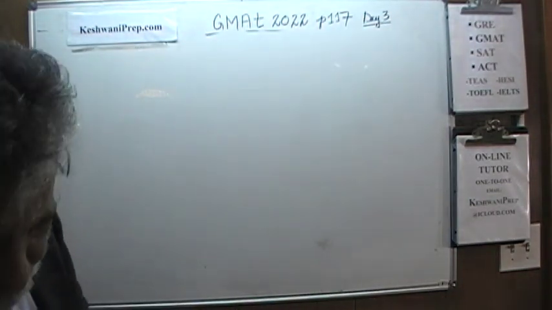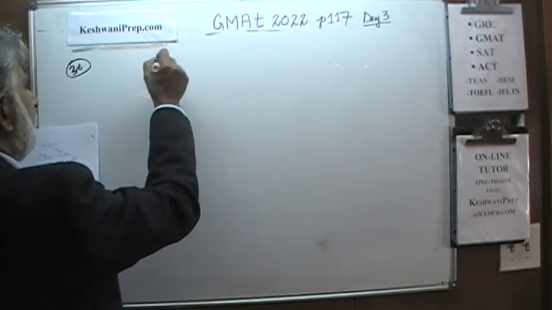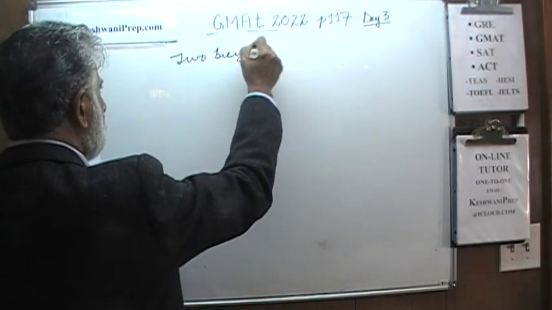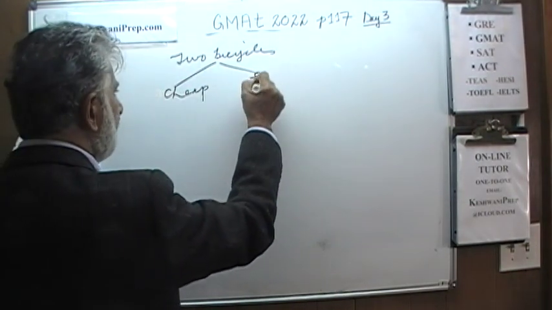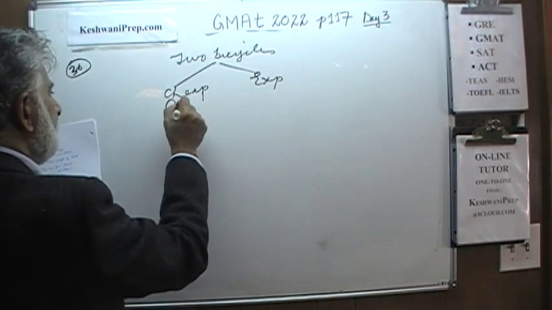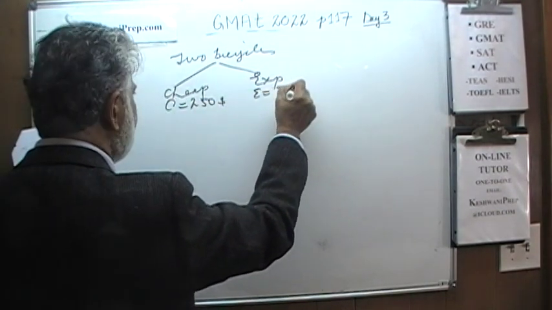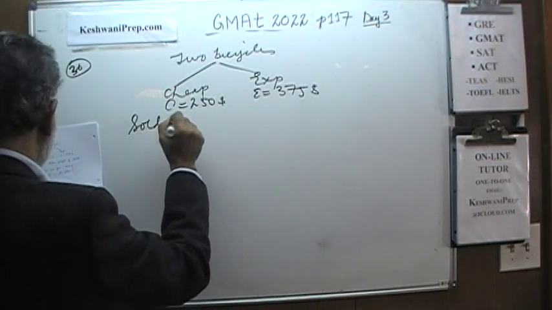In number 36, we're going to have 2 bicycles. A cheap one and an expensive one. Cheap one we are told is $250. Expensive one we are told is $375.